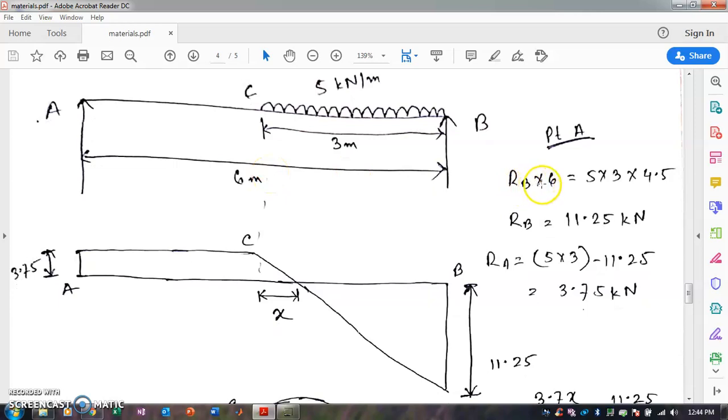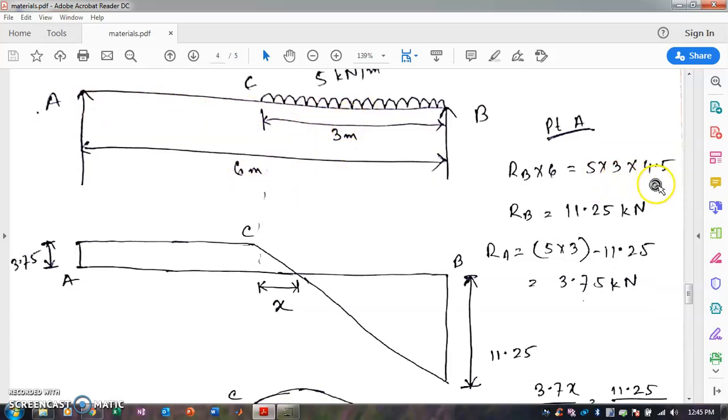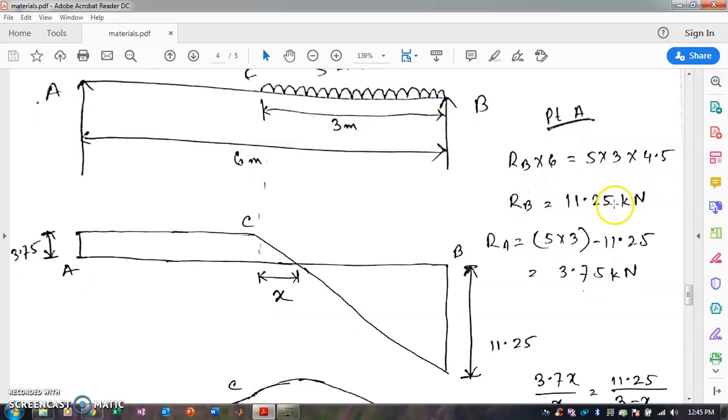Similarly for Rb we take moment about point A. Okay, so Rb into distance 6 equals the downward force, 5 into 3, that is the total force, and it is acting at the midpoint. So 3 by 2, that is 1.5 meter from B. So the distance of this point from A is 6 minus 1.5, that is 4.5. Okay, so Rb is this much, and what is Ra?